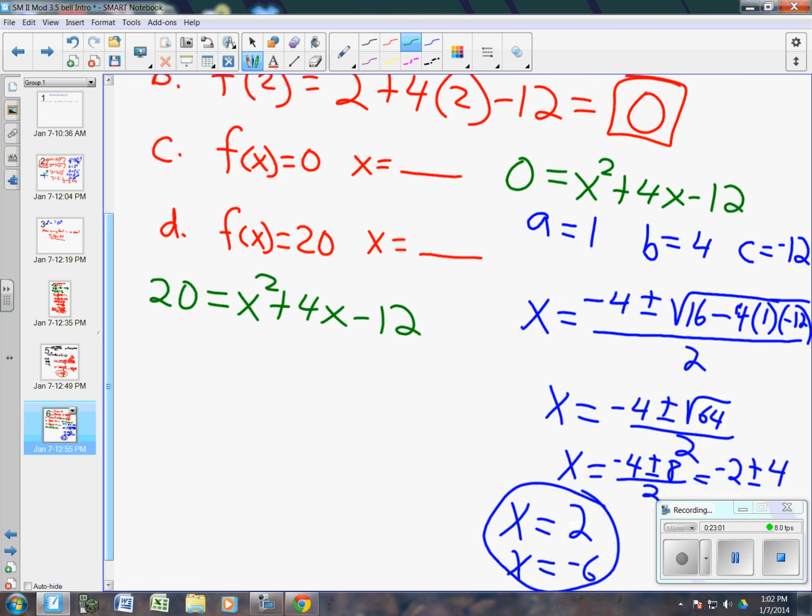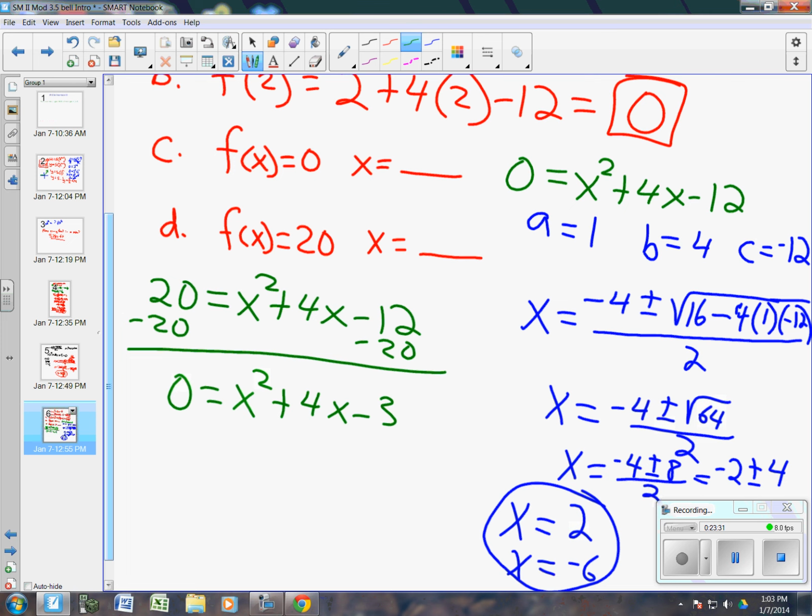Okay, now, this is really critical. Everybody look up here. 20 equals x squared plus 4x minus 12. Because it says f of x equals 20. So before you solve using a quadratic equation, because this is a quadratic equation, you got to get one side equal to 0. Which side do you think I'm going to get equal to 0? I'm going to get the left side equal to 0. I'm going to get rid of that 20. How do I do it? Minus 20 from both sides. You get 0 equals x squared plus 4x minus 32.